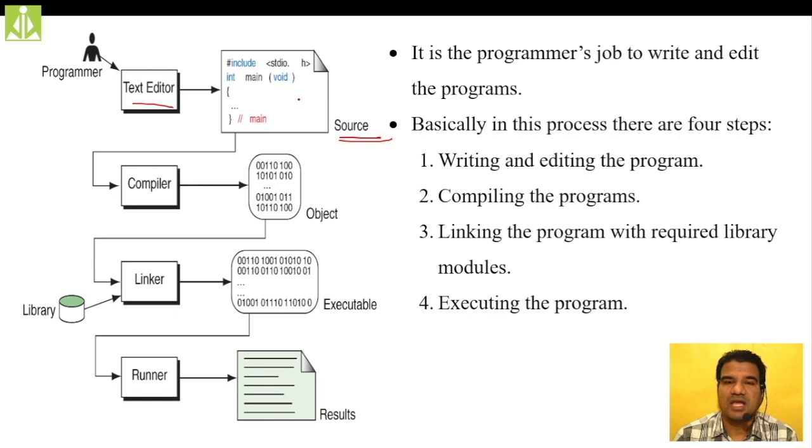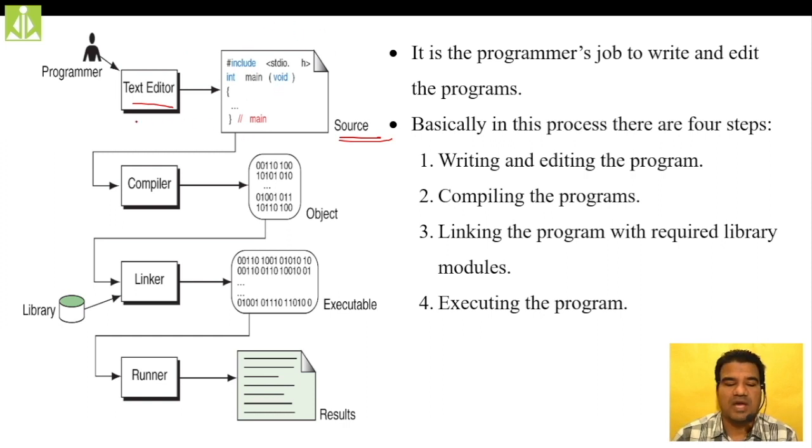Suppose you are using C language, then the code will be like this. If you're using Python, the code will be different. If you're using Java programming, then the code will be different. Whatever programming language you're using, you have to write that code inside the text editor. So after the text editor, you will have the source code of the program.